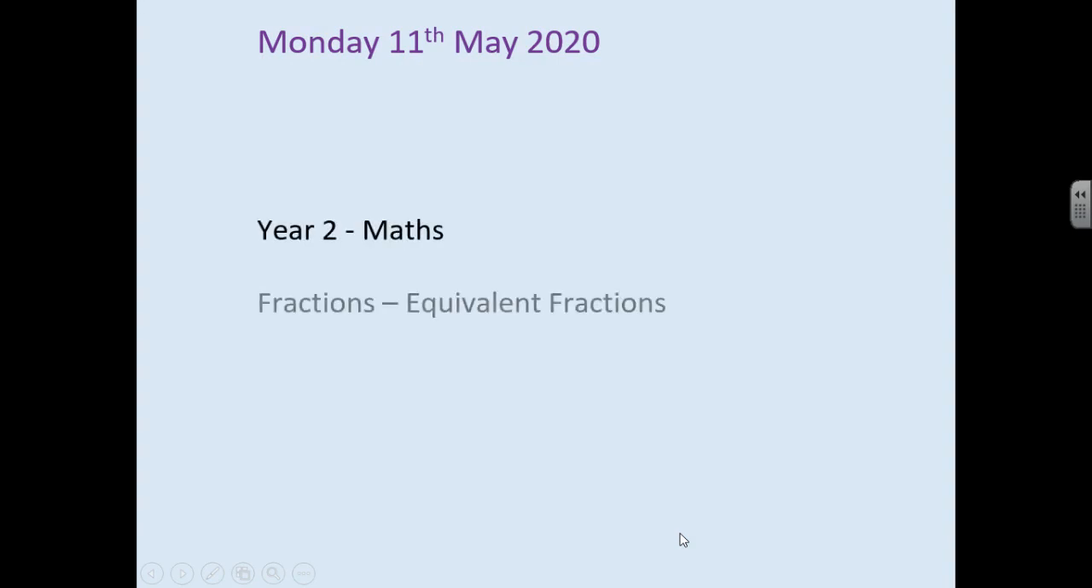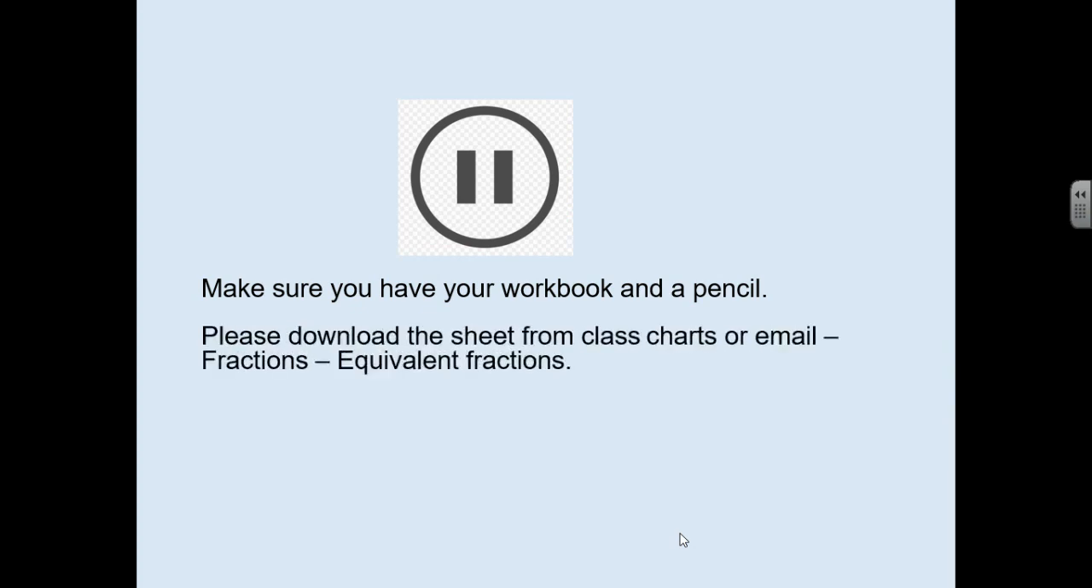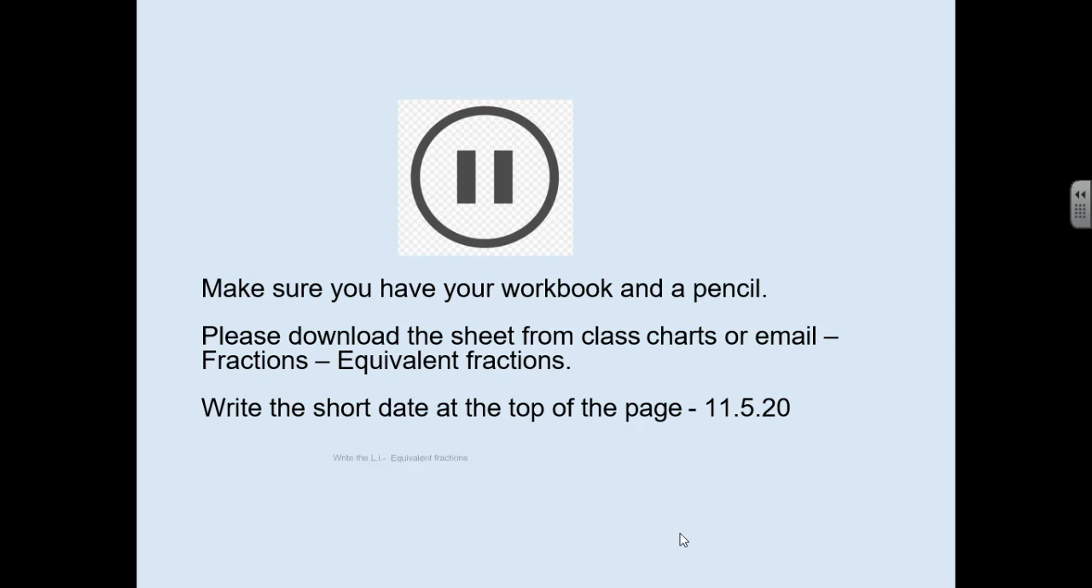Year 2 Maths, Fractions, Equivalent Fractions. Right, pause the video and make sure you have your workbook and a pencil. Please download the sheet from either Class Charts or the email that we have sent you. Write the short date at the top of the page, 11.5.20. Write the LI, equivalent fractions.